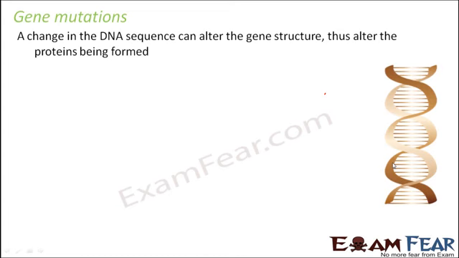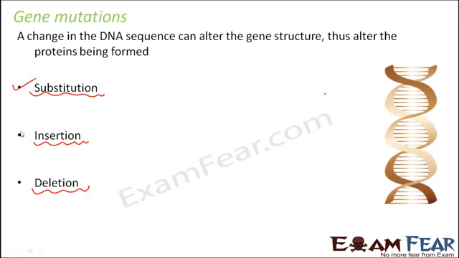Now there are many ways by which gene mutation can take place. Let us first see the various ways by which gene mutation can take place. One is substitution, the other is insertion, and the last one is deletion. So these are the three main ways by which gene mutation can take place. Substitute means to replace something. Now let us see what is substitution. It is when incorrect bases are matched with each other.